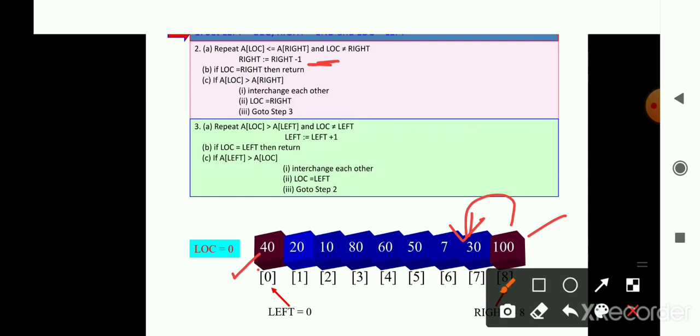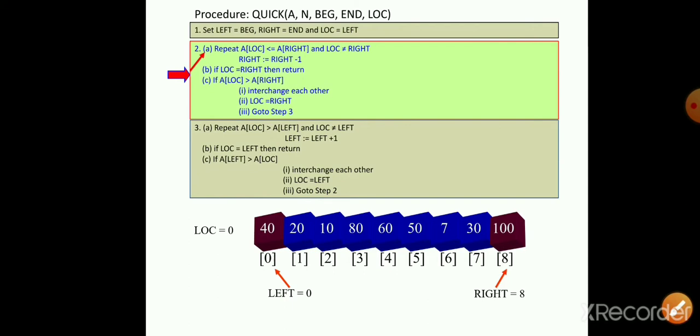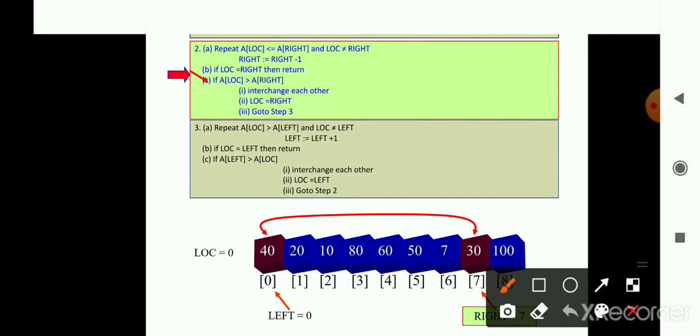Now again we are going to check A of location is less than A of right. Here the A of location is 40 and the A of right is here actually 30. The condition is false here. We are going for the second part, that is A of right is now 30. Now we are going to check, is it smaller? A of right is smaller, so we have to go for the exchange.